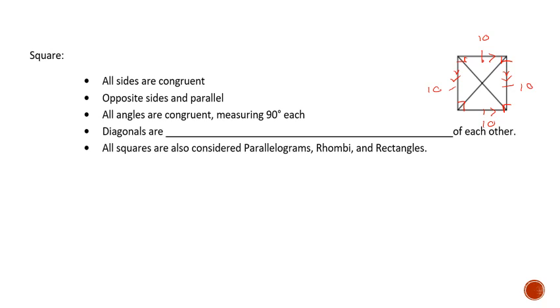Diagonals are perpendicular bisectors. So that means we form a right angle and that these are congruent. All squares are also called parallelograms, rhombi, and rectangles. So that means that all the features we talked about for these three quadrilaterals also apply to a square. These features will be important when we're talking later about how to identify these different figures.